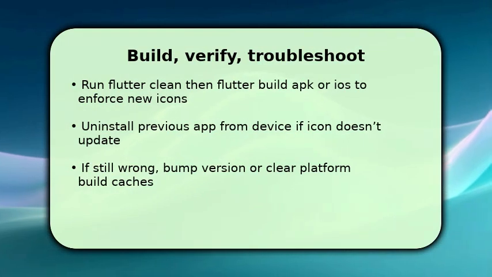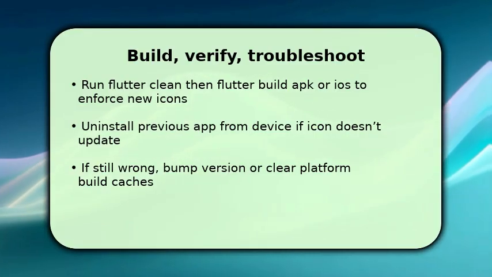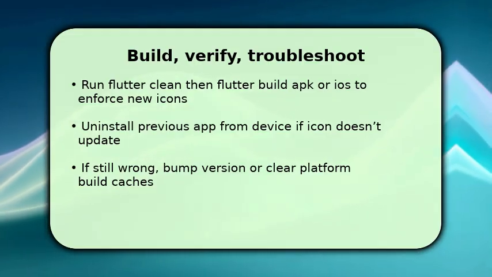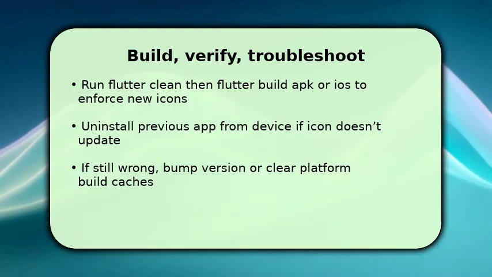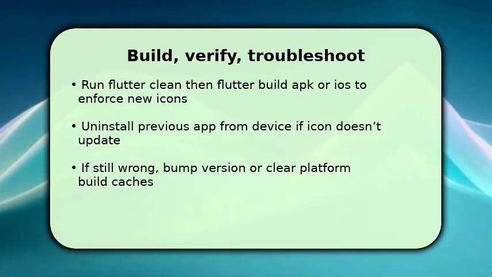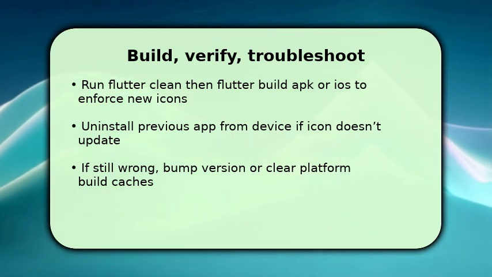Finally, build and verify the change on a real device. Run flutter clean, then flutter build apk or flutter build ios and install the app. If the old icon persists, uninstall the previous app version or clear the launcher cache. Sometimes the OS caches icons aggressively. If necessary, bump the version code/version name or CFBundleVersion and rebuild to force an update.